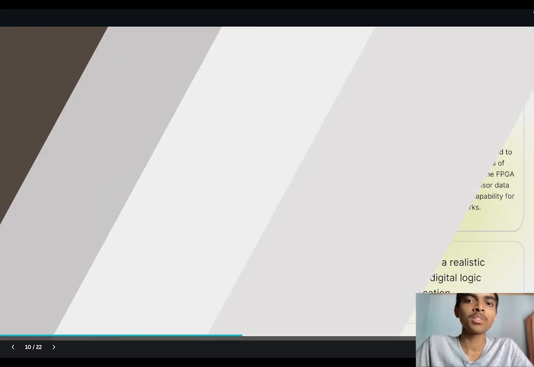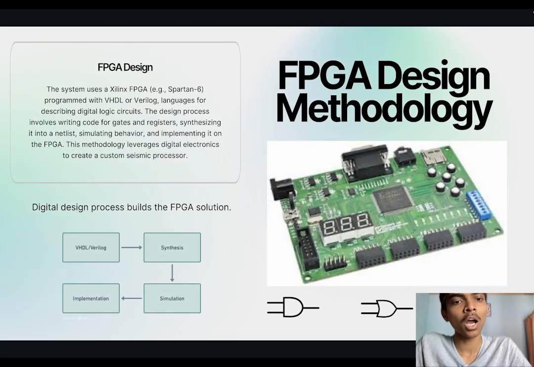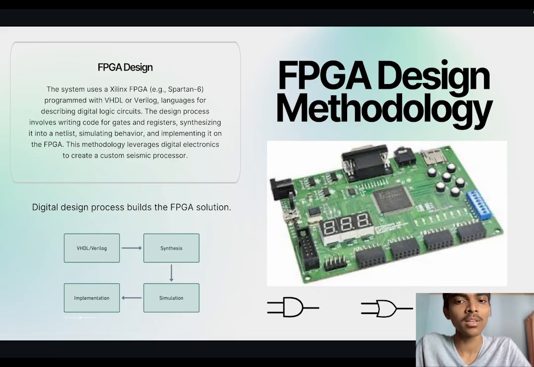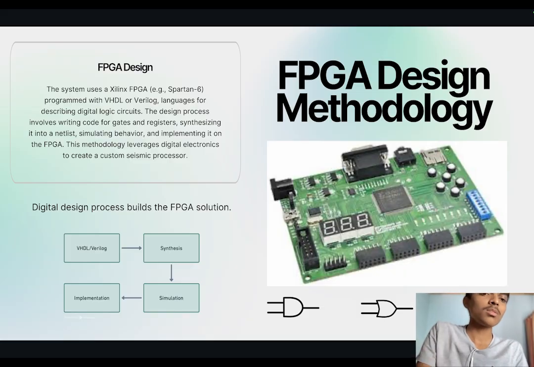So now we'll understand the FPGA's design methodology, or how we would build this. Using a Xilinx FPGA, we coded in VHDL, describing gates and registers. The process is writing logic, synthesizing it into a netlist, simulating it, then loading it onto the chip. This is digital design in the making from scratch. This is the process we used, explained in a simple flowchart: first VHDL and Verilog coding, then synthesis, then simulation, and then implementation.